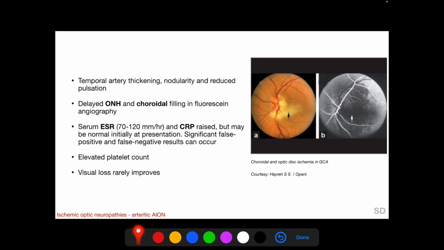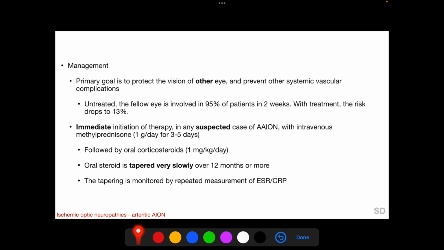ESR and CRP are raised, but they may be normal initially at presentation, and there are significant false positive and false negative results with these tests in arteritic AION. Platelet count is usually elevated, and the visual loss in the affected eye rarely improves.